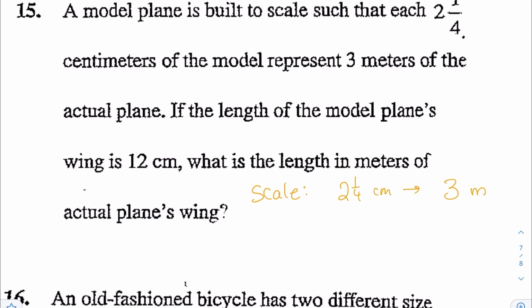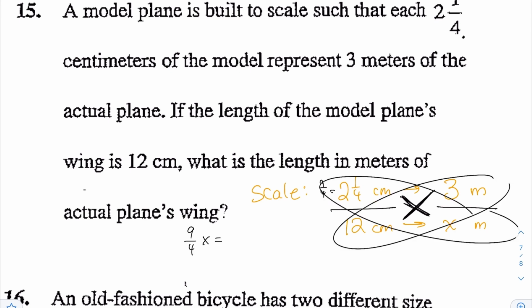So on the model, the wing is 12 centimeters. So that's going to correspond with X meters. So from here, you can set up your proportion because the units line up and then just cross multiply. So 2 1/4 is really 2.25. Or you can also turn this mixed number into an improper fraction, which is 9/4. So that's really 9/4 X is equal to 12 times 3, or 36.